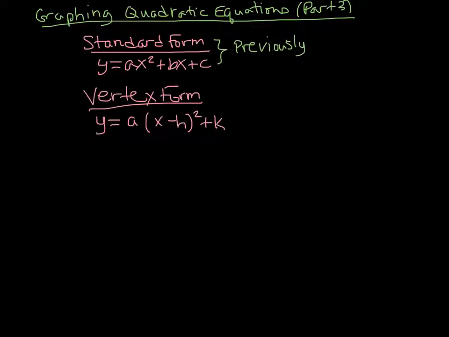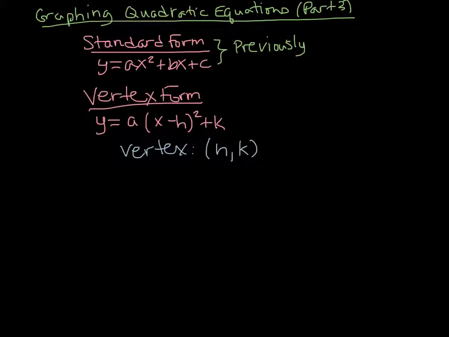So vertex form is still going to give us a quadratic equation. It'll still give us a parabola. The only difference is that it's just written in a different way when you start out. So the lovely thing about vertex form is that you can look at it without doing any work. You can actually find your vertex. So your vertex of this is going to be at the point (h, k).